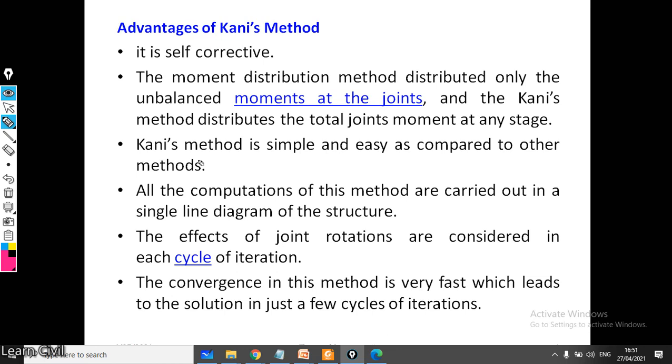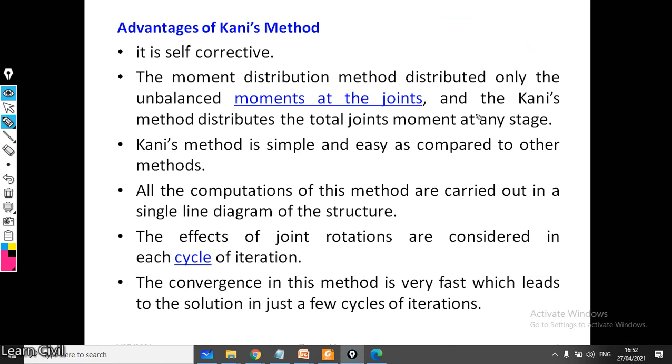Then Kani's method is simple and easy as compared to the slope deflection method and moment distribution method. All the computations of this method are carried out in a single line diagram. In the slope deflection method, we write slope deflection equations. If n number of unknowns are there, we write n number of slope deflection equations, then solve those simultaneous equations to get the displacement values theta A, theta B, etc. But in this method, the solution is carried out in only one single line diagram.